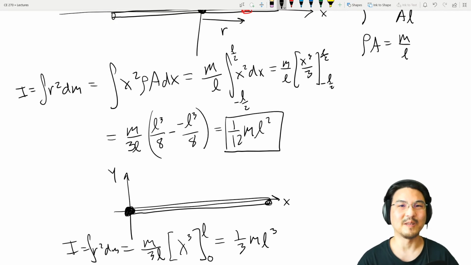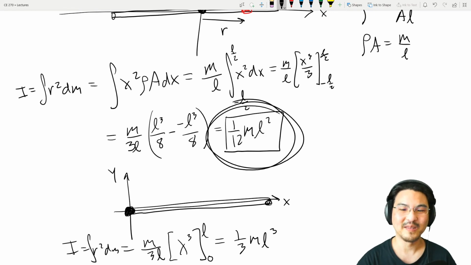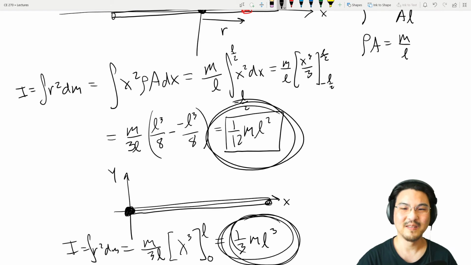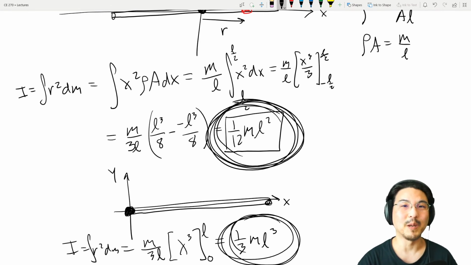So different. So you see the moment of inertia depends upon where you're defining it, right? So this was about the center mass. This is about the end. Notice that this is more. This is actually a minimum. The moment of inertia about the center of mass is always a minimum.